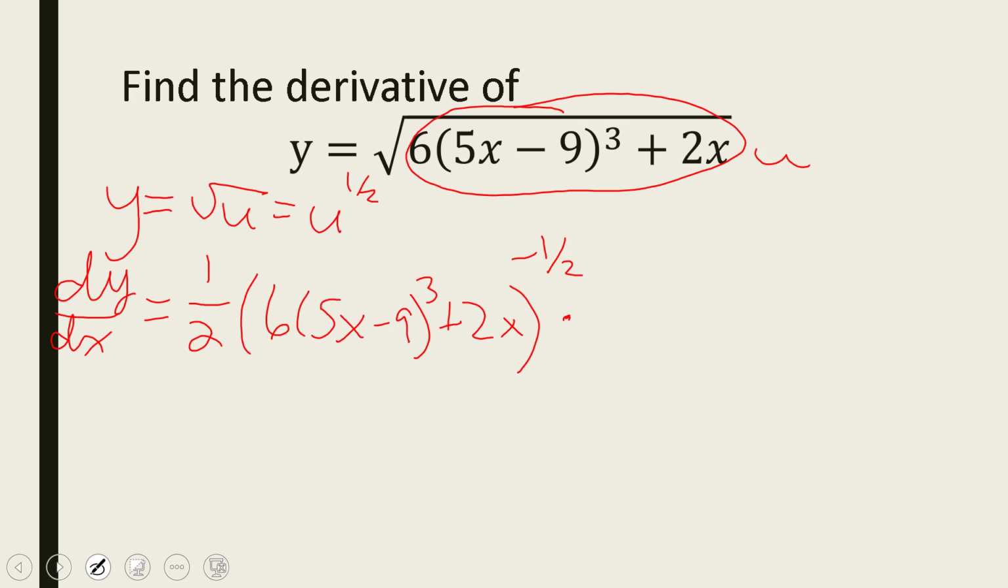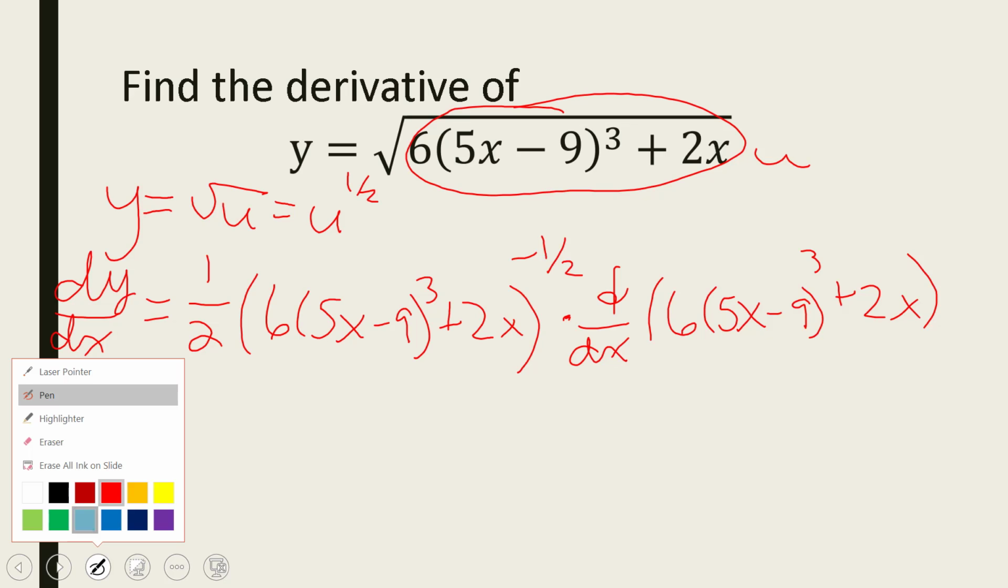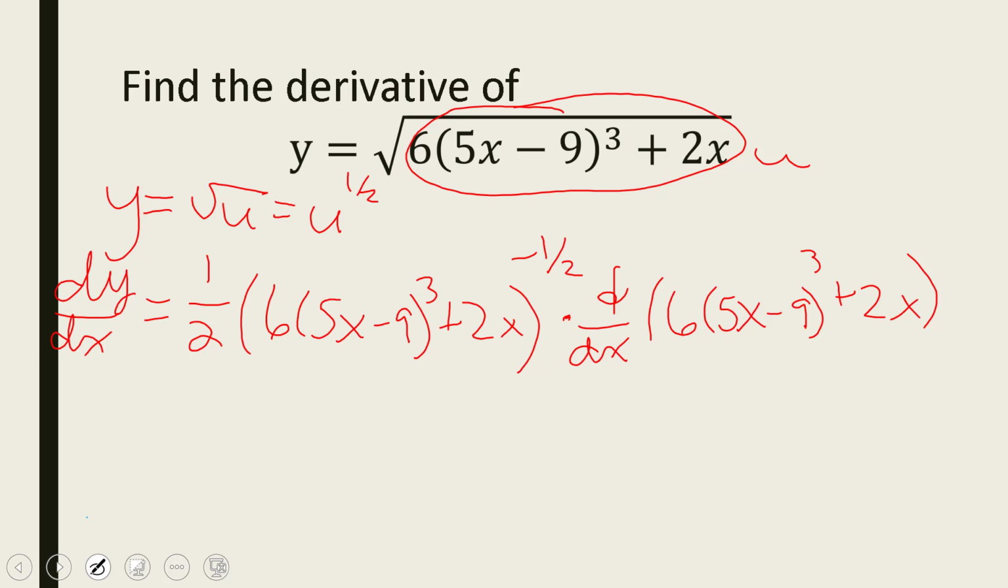Oh wait, this is going to be a little bit complicated. So we want to find the derivative of 6 times 5x minus 9 cubed plus 2x. So we want to find the derivative of all of this. The reason why I'm writing this like this is because you realize that this is actually a little bit complicated and we might have to do the chain rule again. So let me pick a different color here so I don't get confused on my steps. So now we have a new u. We can call it u2 to prevent confusion, but because I use a different color, I think I'll be okay.